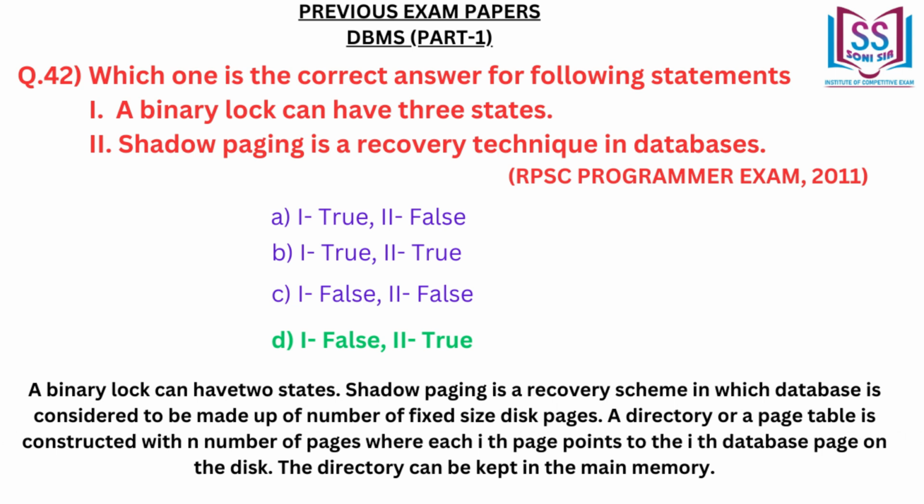A binary lock can have two states. Shadow paging is a recovery scheme in which the database is considered to be made up of a number of fixed size disk pages. A directory or a page table is constructed with n number of pages, where each ith page points to the ith database page on the disk. The directory can be kept in the main memory.